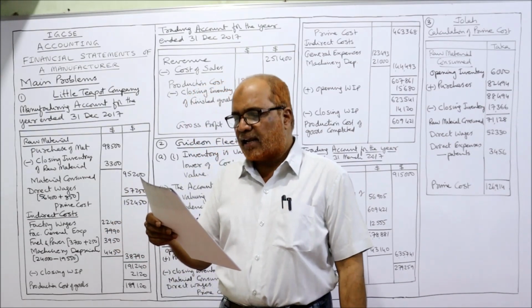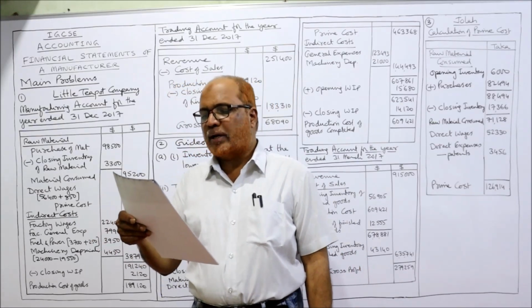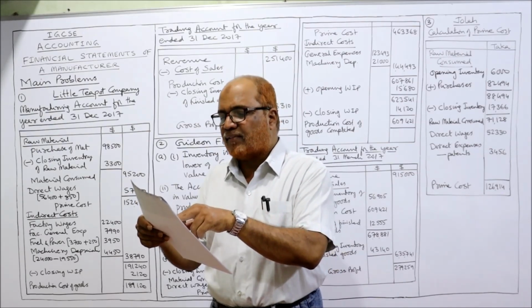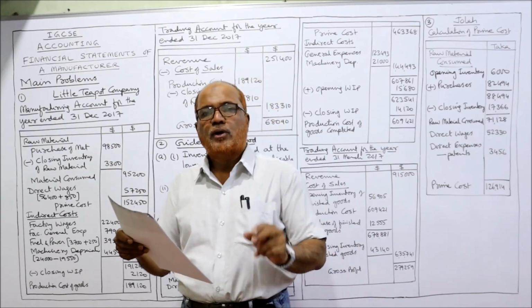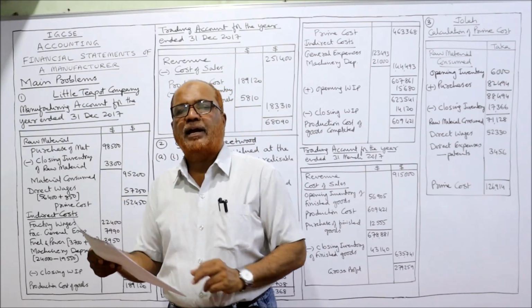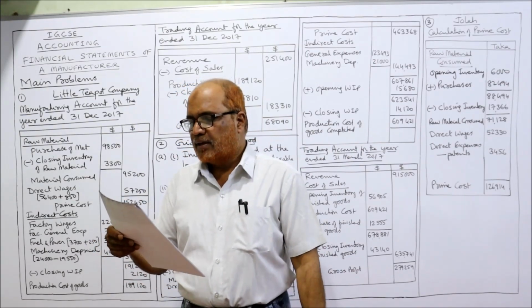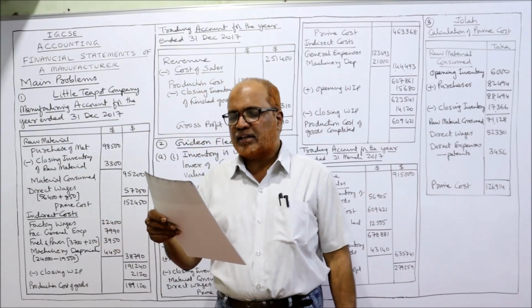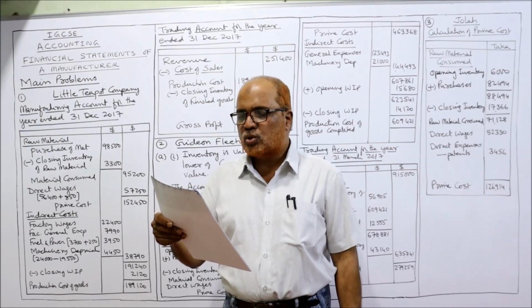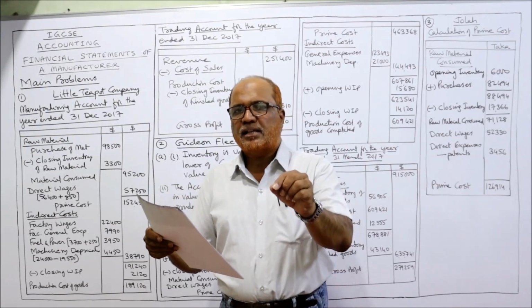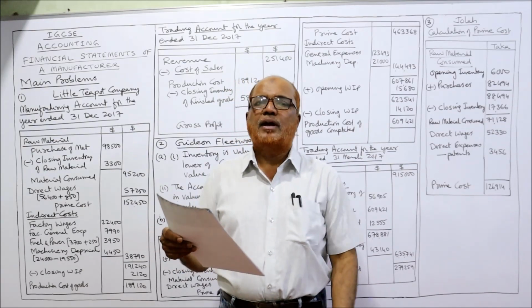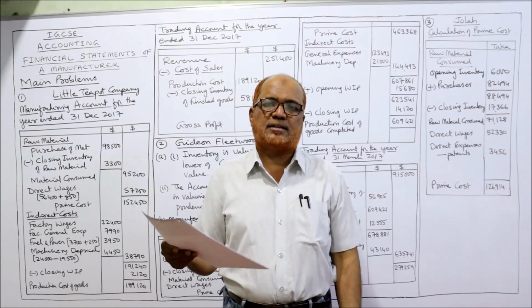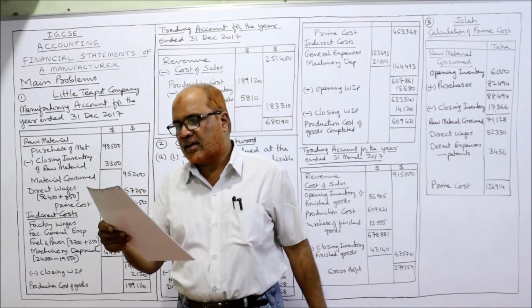Then direct factory wages accrued amounting to 850. How much are the direct factory wages paid? It is given, the direct factory wages paid 56,400. To 56,400 you add 850. We'll take the total. Then inventory was valued at raw material 3,300, work in progress 2,120, finished goods 5,810. These are the inventories at the end of the year. At the beginning of the year there is no inventory because it's a new business started. So only closing inventories are given.